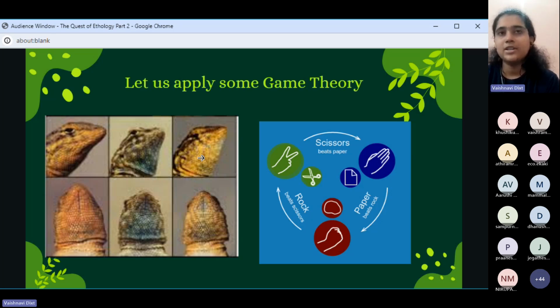What do you think? The first condition I told you, red lizard and blue lizard, of course the red will win because it is more aggressive. What will happen if there is a competition between red lizard and yellow lizard? Think about it. Give it a thought. You can put your answers in the chat. I also gave you a hint. It is similar to stone, paper, scissors.